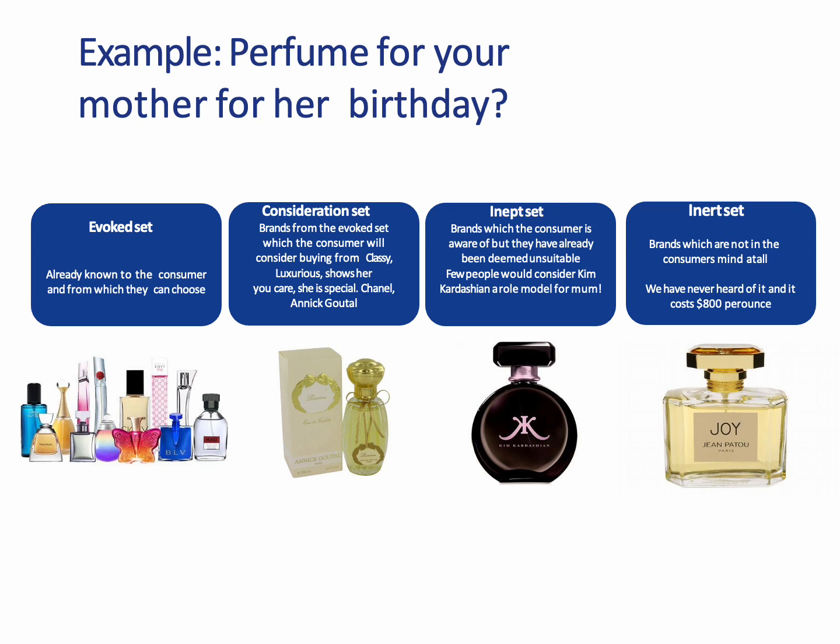The next stage is the inept set. These are the brands which the consumer is aware of but has already deemed unsuitable. For example, few people may consider Kim Kardashian a role model for mom. And the inert set, brands which are not in the consumer's mind at all. We have never heard of it and it costs $800 per ounce. So these are the different types of sets that we consider when we evaluate different alternatives.